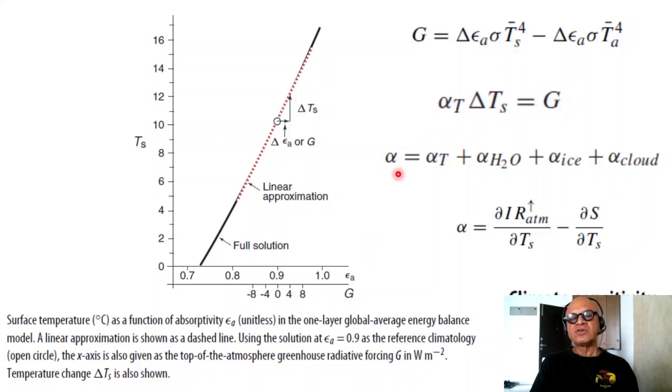That amplification factor can be split into temperature feedback, water vapor feedback, ice albedo feedback, and cloud feedback. We've looked at this before. So the net alpha can be written as the change in the atmospheric outgoing long wave radiation to space as a function of surface temperature warming, minus how the radiation loss from the surface itself depends on surface temperature. Obviously 1 over alpha is our climate sensitivity that we have talked about before.